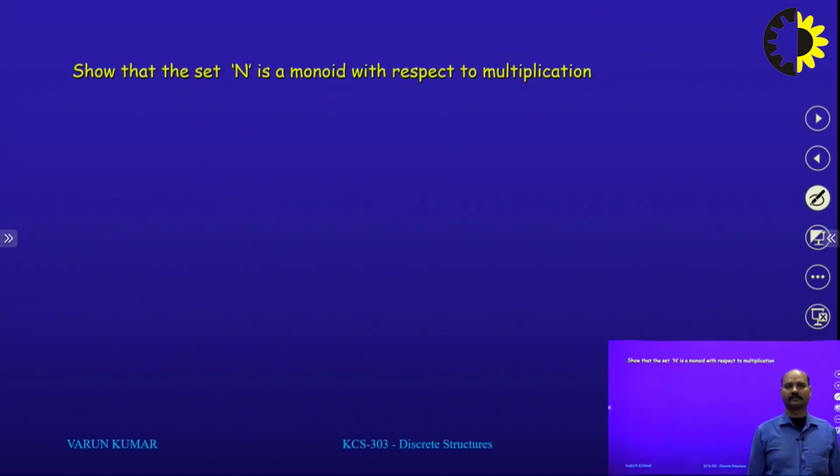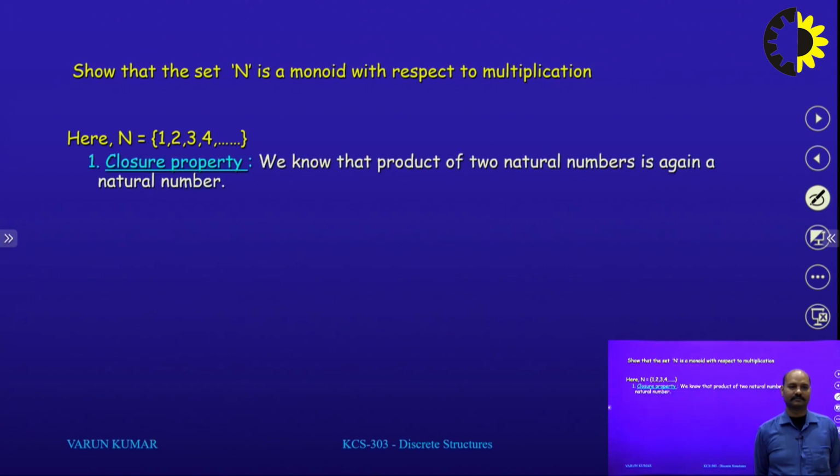Show that the set of natural numbers N is a monoid with respect to multiplication. A monoid follows 3 properties, that is closure, associative, and identity. There is some identity element in this particular set. So what is the set? The set is 1, 2, 3 and up to infinity. So here the tabular method does not fulfill our requirement, as all possible combinations cannot be listed. So we use a hypothesis for this, that is closure.